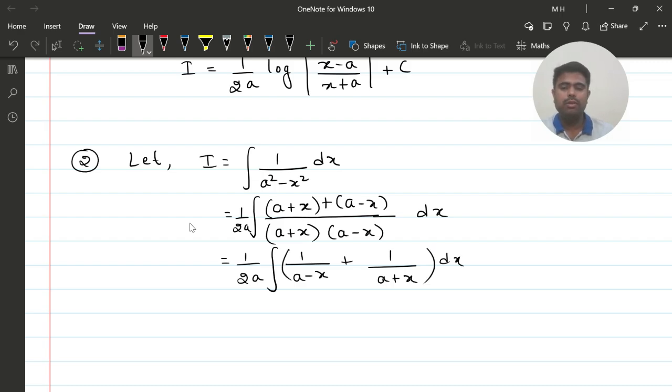So this will be equal to 1 by 2a log mod, what is the integral of a minus x? Many people make a mistake here. What is the integral of 1 by x? It is log x. What is the integral of 1 by x plus 1? It is log mod x plus 1.